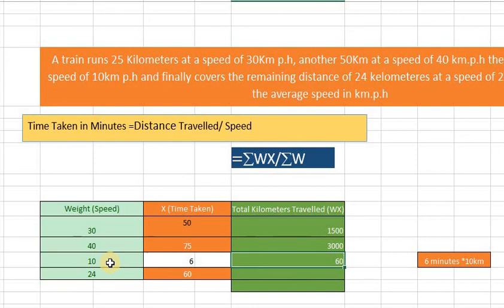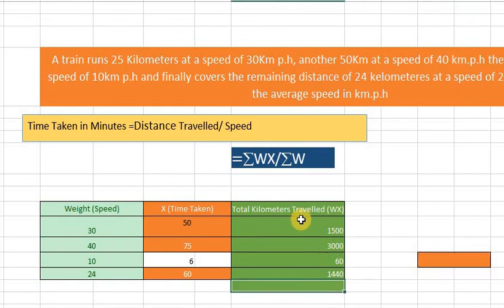For the third case, we have already calculated: 10 kilometers per hour speed into 6 minutes, so 60 kilometers traveled. And in the last case, I'll repeat the steps: weight 24 into time taken 60, so it is 1440.